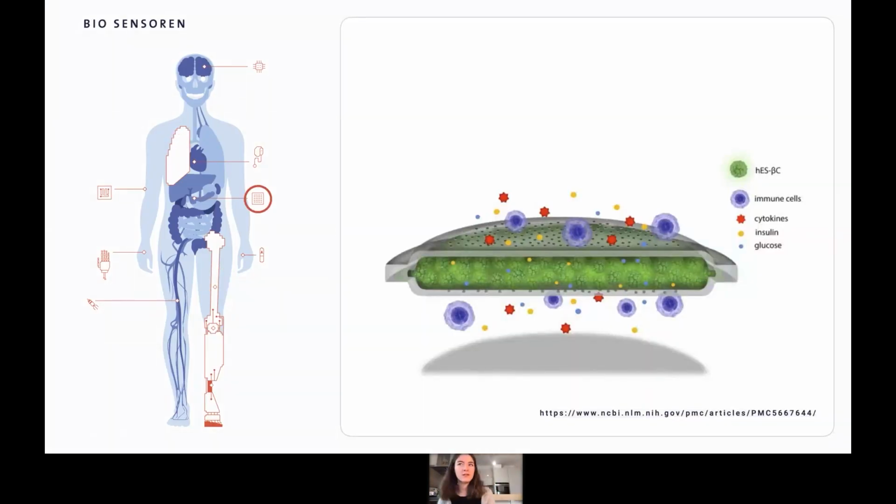Another thing is biosensors. This is an implant which is in your body, and it's called a theragnostic implant. It's combined from the words therapy and diagnostic. What this implant is doing is measuring the blood sugar. So it's diagnosing the amount of blood sugar in your blood.